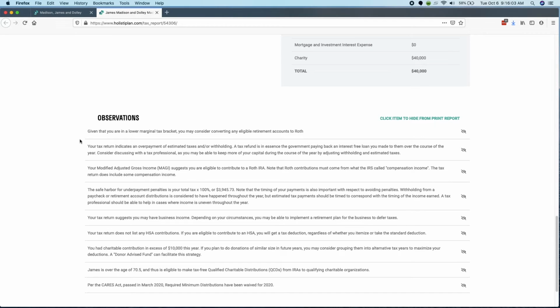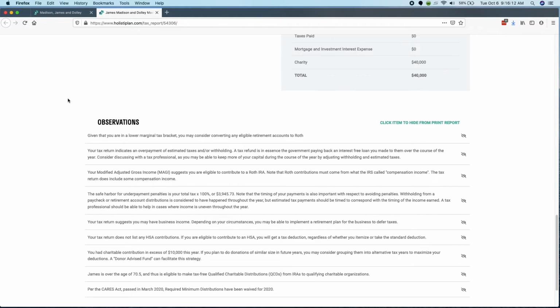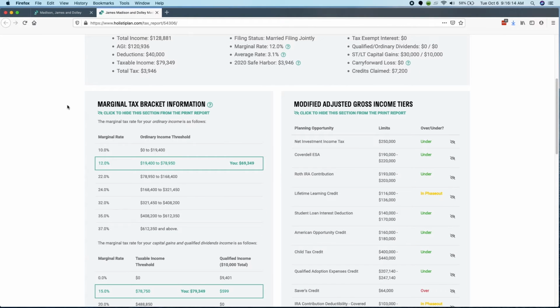Next, we can see here that the observations section says, given that you are in a lower marginal tax bracket, you may consider converting eligible retirement accounts to Roth. Let's take a look up here. This particular client is in the 12% bracket. They've got about, it looks like, $9,000 of room in that 12% bracket.